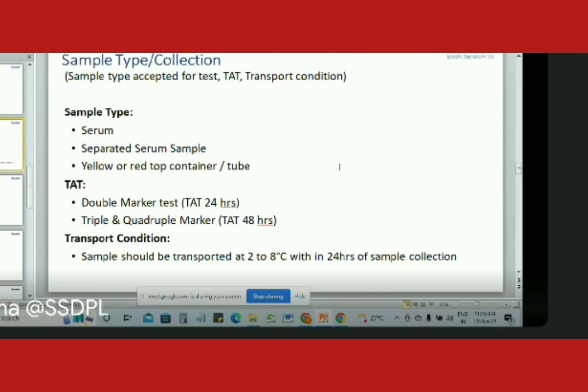EDTA, heparin, and citrate also, right? Because citrate and EDTA are chelating agents which hinder the binding. Just now I showed you in a picture where the antibodies bind. Red colored tubes are preferred for serum collection. Is that clear? Yes. And the sample should be transported at 2 to 8 degrees within 24 hours, because there would be a change in the hormones.